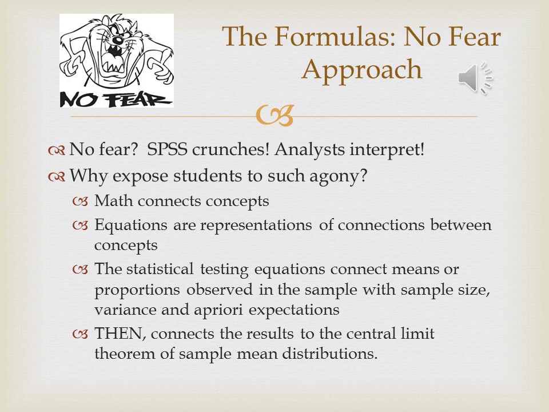Having done those equations, you get these critical values, these z's or these t's or these chi-squares, and then the next thing that happens is we connect those critical values, the t's, the z's, or the chi-squares, with the central limit theorem that talks about the sample mean distributions.